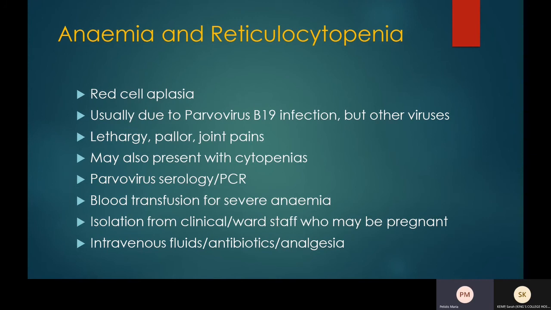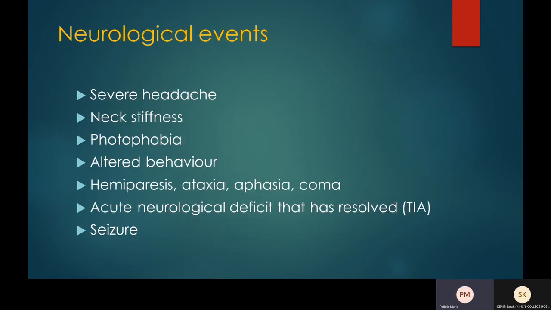So ideally, before a child with sickle cell disease and severe anemia is sent to the ward, a reticulocyte count is obtained. And if it's less than 100 or very low, they should be isolated until the parvovirus serology is back. Some patients will also require, in addition to a transfusion, some intravenous fluids, antibiotics if they have a fever, and analgesia if they're presenting with pain.